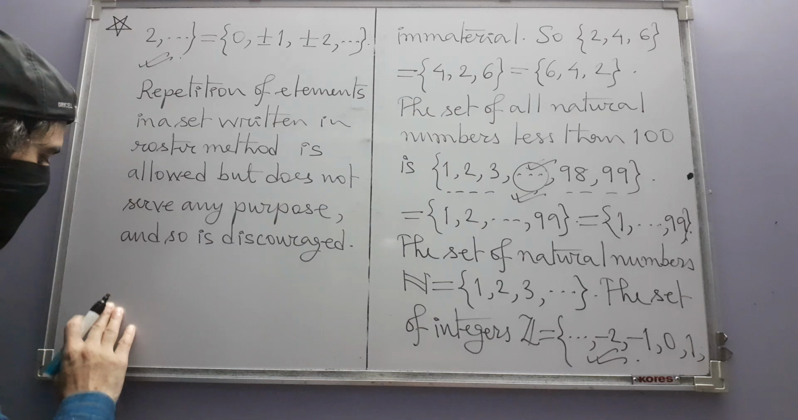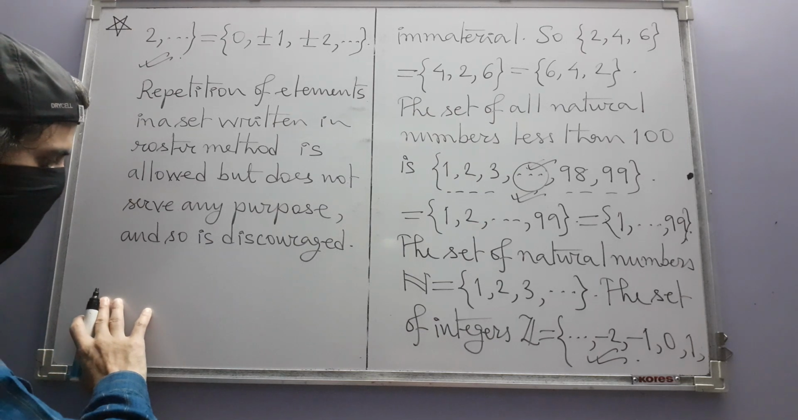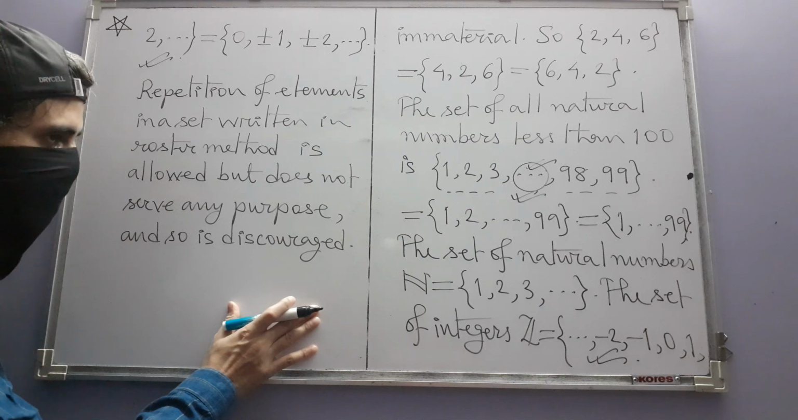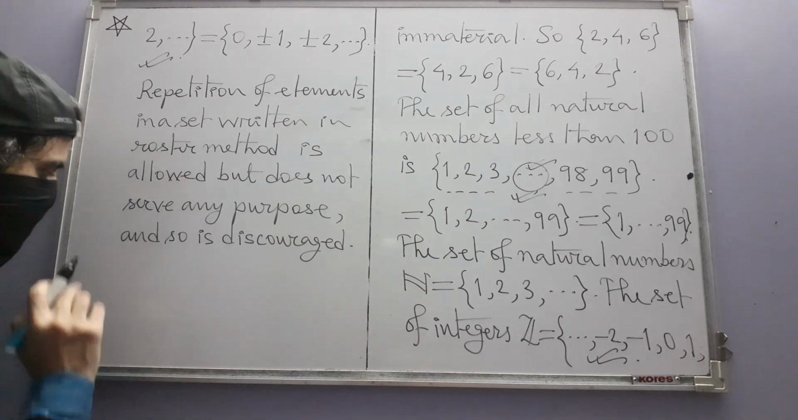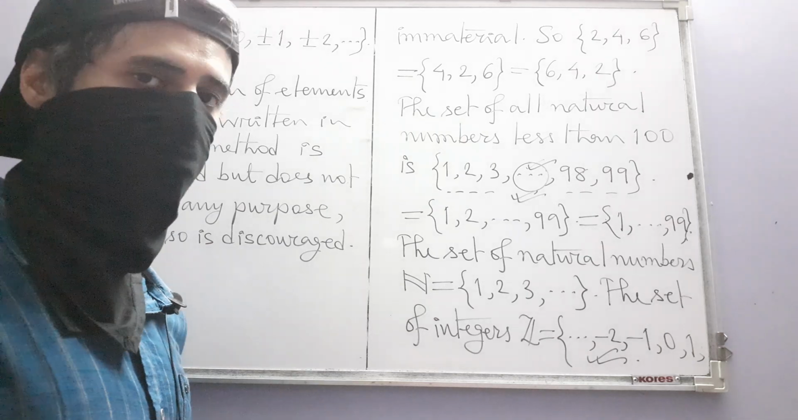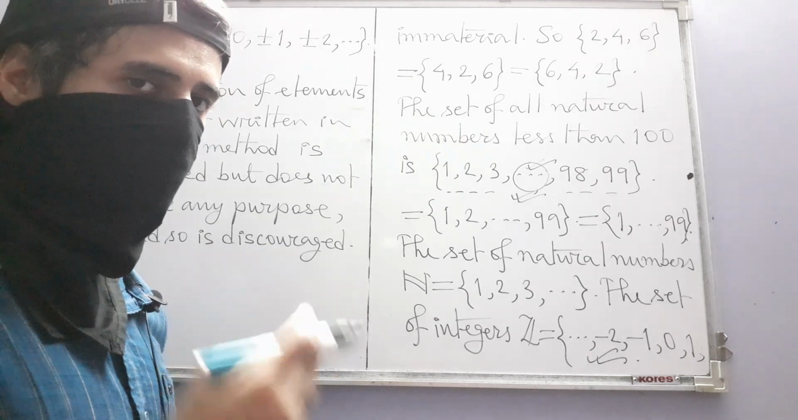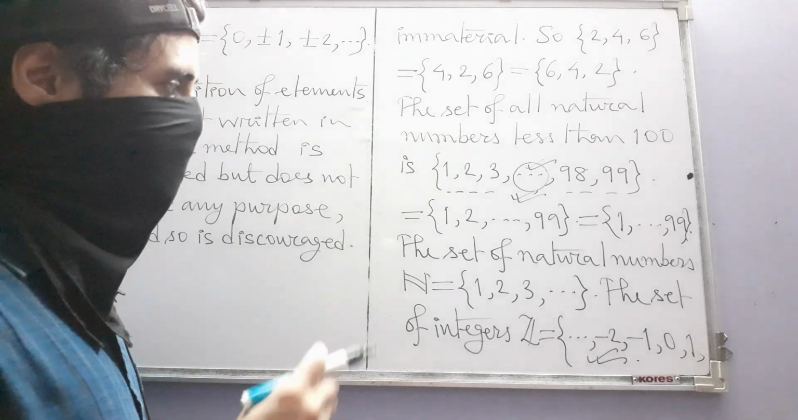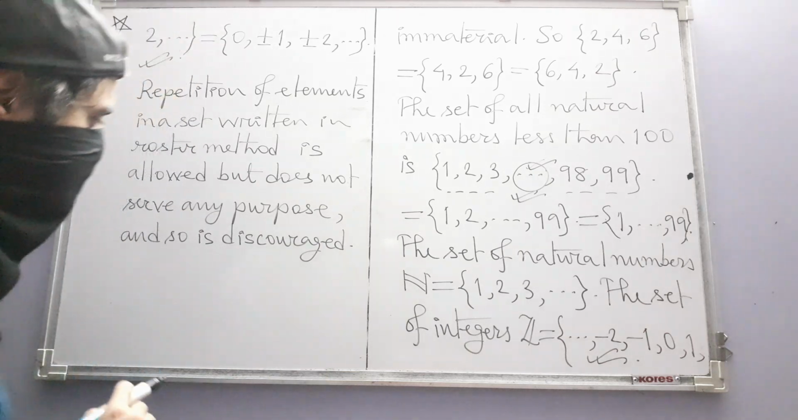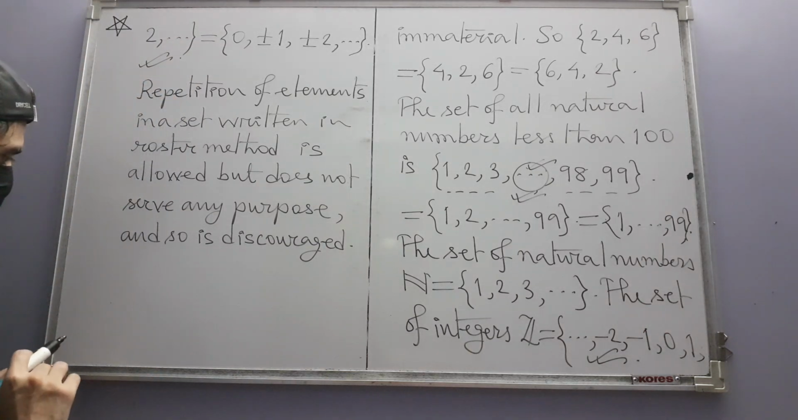However, elements can be repeated naturally. Such situations also are there. But whenever you see an element being repeated in a set, we do not repeat that. We write only one instance of the element and we do not write the repetitions. The example will make these things clear.